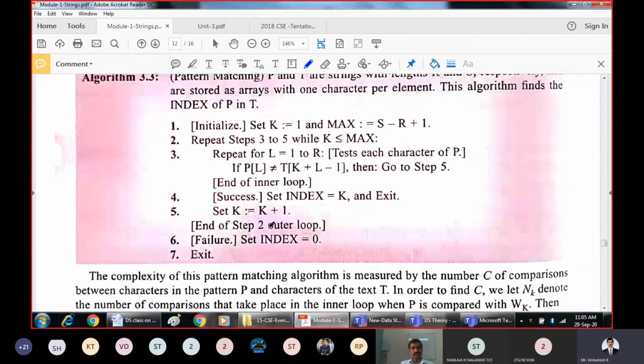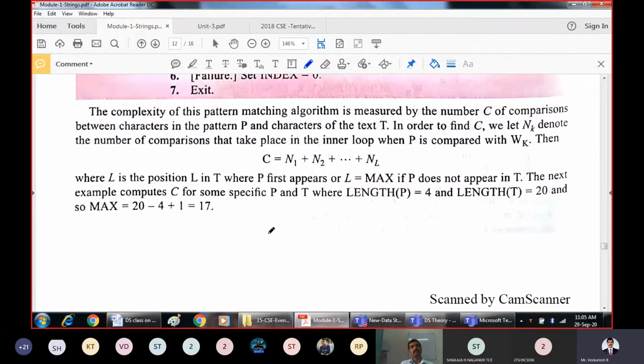So this is just the same step that I told you. We will go on increasing every time. This is just an algorithm, the steps for processing it, and we will compute its complexity by using C. That means how many comparisons we are going to do to find this pattern in the string. How do you find the efficiency? How many comparisons am I going to do to find the string in the given text?